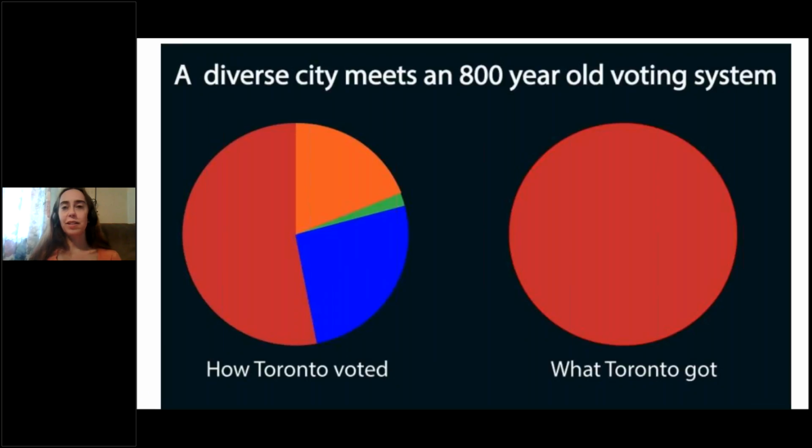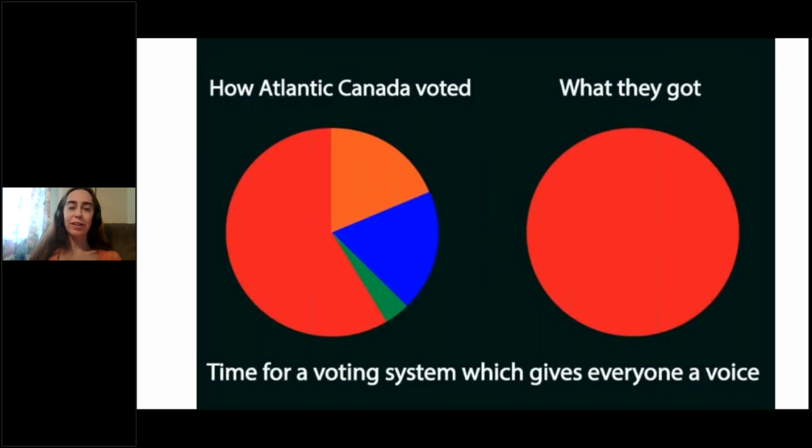And here we can see in the 2015 federal election how Toronto voted and what Toronto got. And as we all know, there was a huge wave of strategic voting for the Trudeau Liberals. So how Toronto voted, a lot of those would also have been strategic votes. But now we have 25 out of 25 Liberal MPs in Toronto. And a similar story in Atlantic Canada, 32 out of 32 Liberal MPs, and not really reflecting the diversity of that whole region.